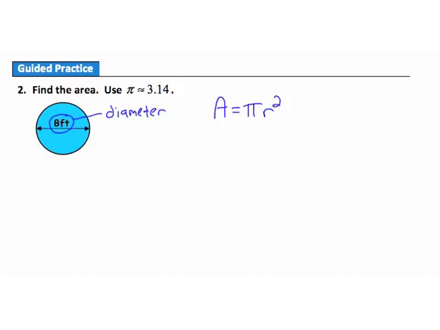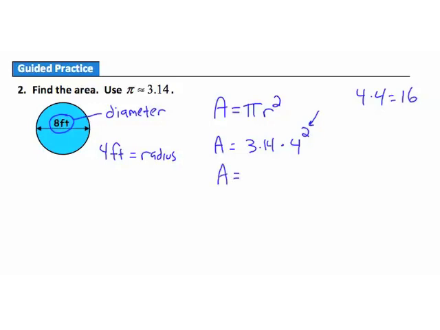So if the diameter is 8 feet, the distance all the way across the circle is 8 feet. Halfway across the circle is going to have to be 4 feet. So the radius of this circle is 4 feet, and that's the information we're going to want to plug into our formula here. Area equals, for pi we have 3.14, multiplied times the radius, which is 4, to the second power. Again we want to follow the order of operations, so we do this exponent first. 4 to the second power means 4 times 4, which is 16.